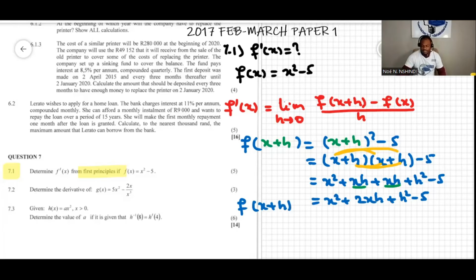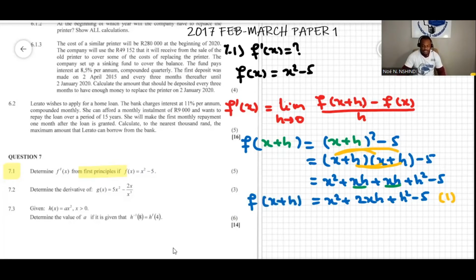So this is our f of x plus h. We can call this equation or function 1. Let me move a little bit closer there. Then it is also given that f of x is given by x squared minus 5. I prefer to write it like that. And this is equation or function number 2.